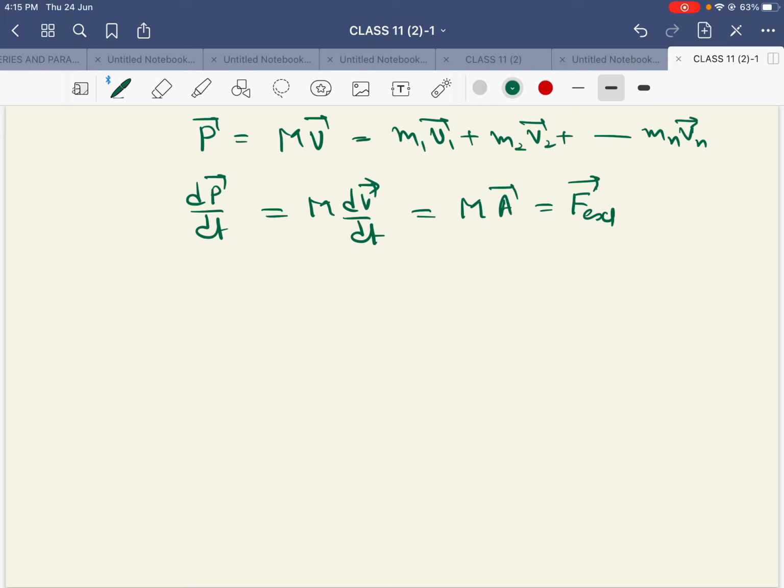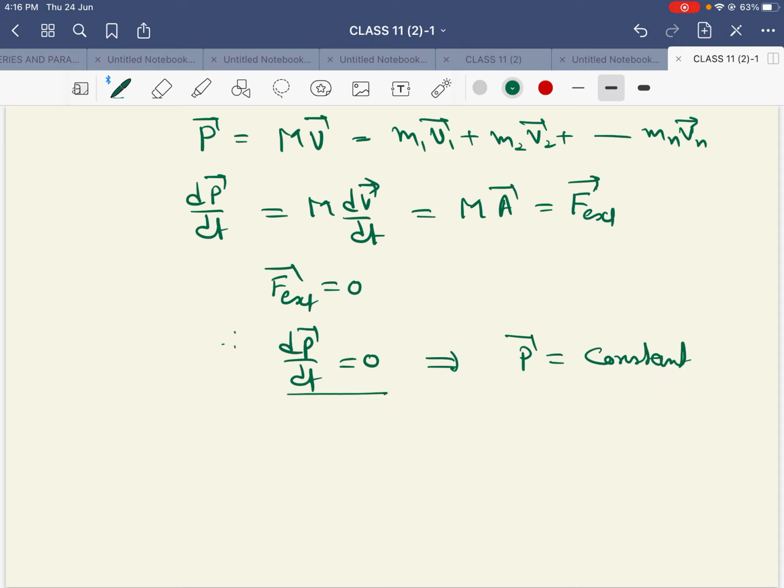It means that in an isolated system, the vector sum of external forces acting on the system is equal to 0. If the system is isolated, that is, no force is acting externally on the system, then F external is equal to 0. Therefore, dP upon dt is equal to 0. This implies the P vector must be constant, because the derivative of linear momentum is 0, and so this quantity is constant. Also we know that P is equal to mass into velocity of the center of mass, which is equal to a constant.